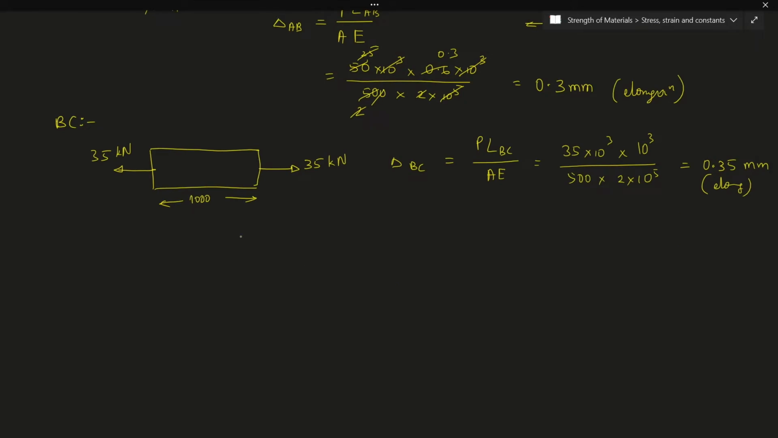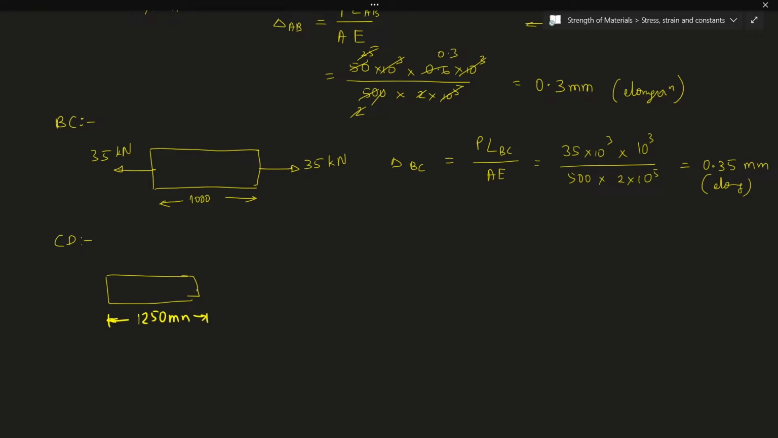Finally, the last body we have is CD. If I write the free body diagram of CD, the total length is 1.25 into 10 to the power of 3, that is 1250 mm.